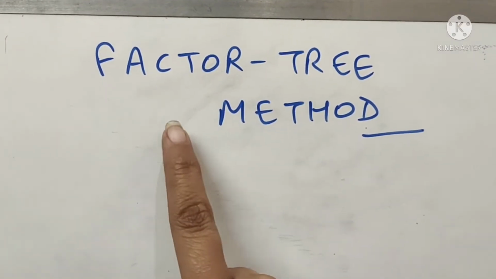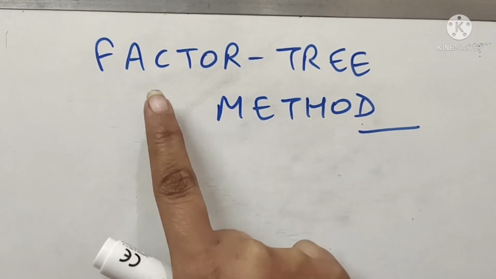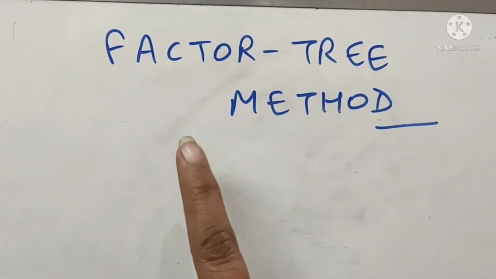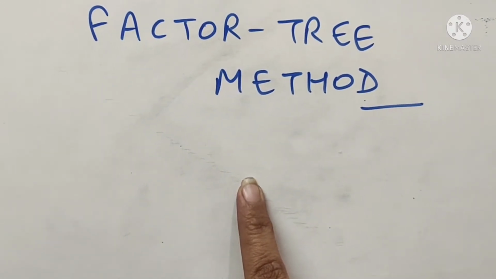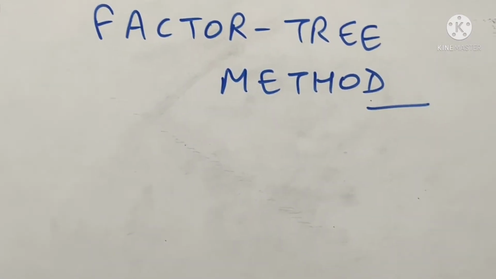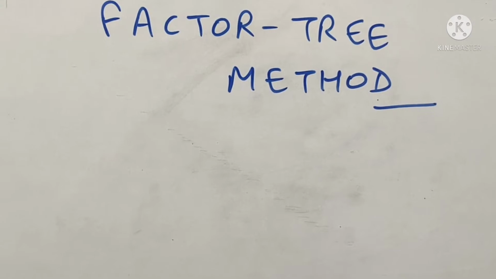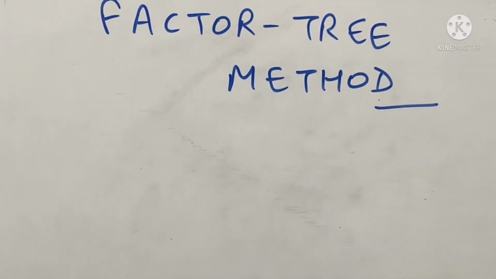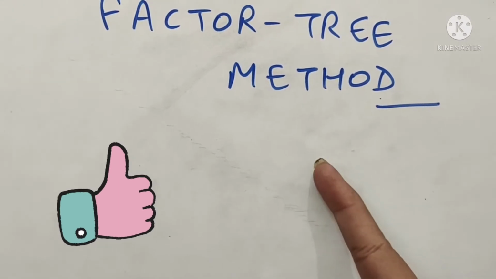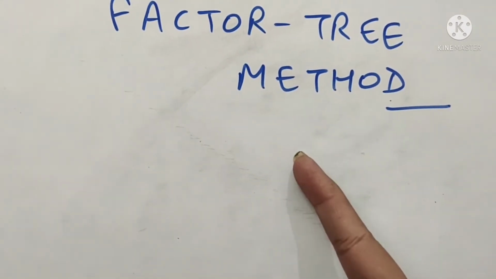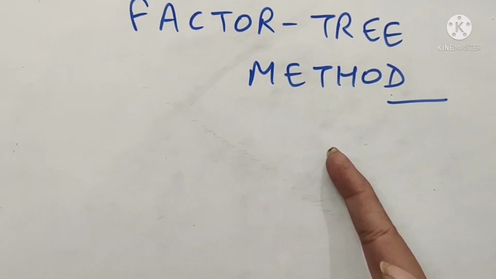In today's video we will be learning how to find the factors of any number using the factor tree method. The factor tree method is the most common method used to find the factors of any number. I will tell you a very easy trick to do it. In the whole video I will be taking 5 examples so that your concept clears and you are able to understand it completely in a very easy way.